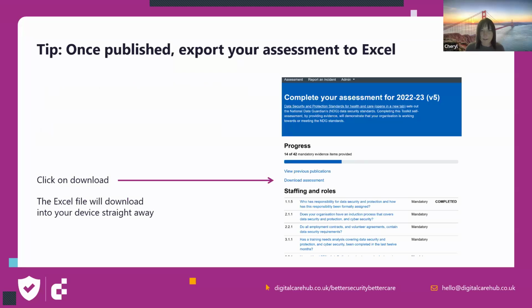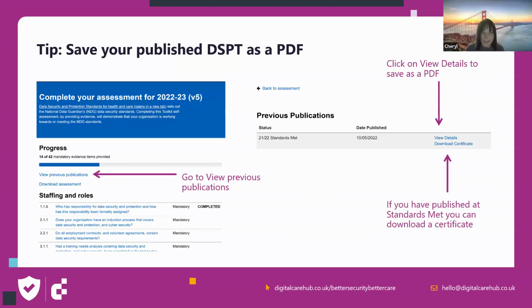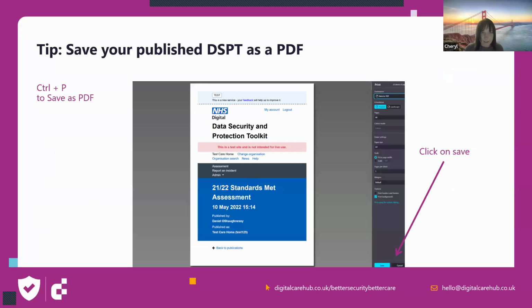So once published, you can export your assessment to an Excel. If you click on the download button there, you can download to your device straight away. It will ask here, so you can click view details and save as a PDF. If you have published at standards met, you can also download a certificate there. And you can go through any previous publications as well. So just to save, it has Control P and save to PDF, or there's a little button at the bottom there as well. You'll see how to save there.